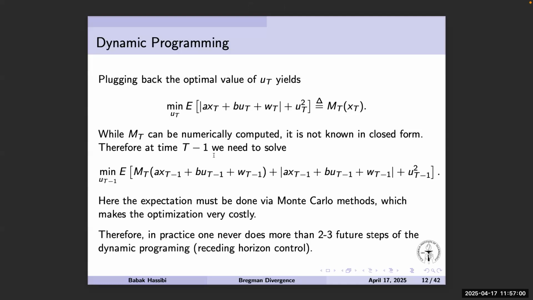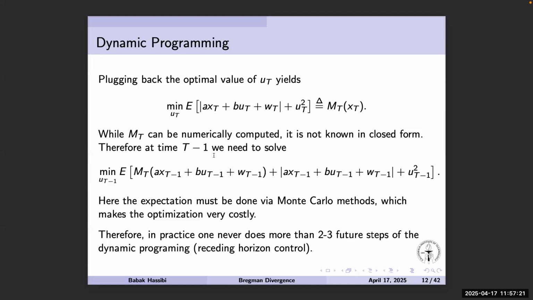And if you try to do an extra step of this, you'll need two sets of nested Monte Carlos, one for MT, one for MT minus 1. So it quickly blows up in your face. And so nobody does this. Sometimes they do it, looking 2 steps into the future, because maybe they can afford to do that, but you cannot do the full shebang.